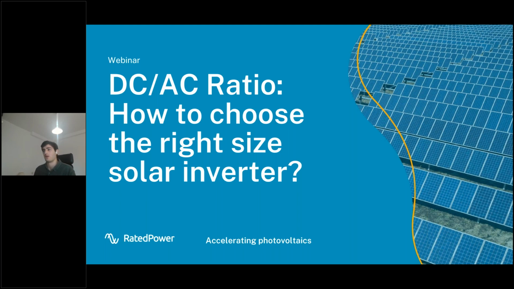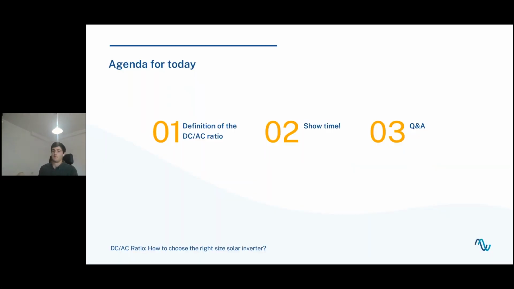During today's session, we are going to speak about the DC-AC ratio and how to choose the right size of the solar inverter. We will see how we can optimize this parameter that is very important when designing a PV plant. The agenda for today is the one that we can see in this slide. First, we will review the definition of the DC-AC ratio, why we define this ratio when designing a PV plant, what implications we may have within the plant, what things we can optimize, and what dependencies we have within the plant regarding this DC-AC ratio.